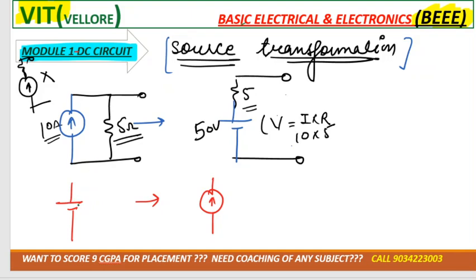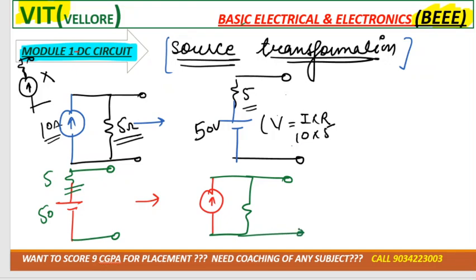Now in this case, I have taken the same values, 50 and 5. We need to convert this voltage source into a current source, right? This resistance which is in series, the same resistance would be converted into a parallel 5. Now we need to calculate the current. I is equal to V over R. V is 50 by 5. That would be 10 ampere.